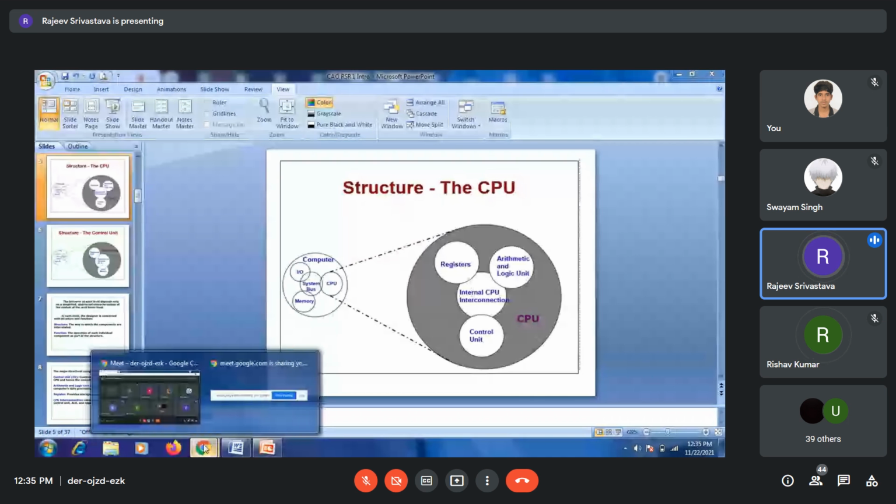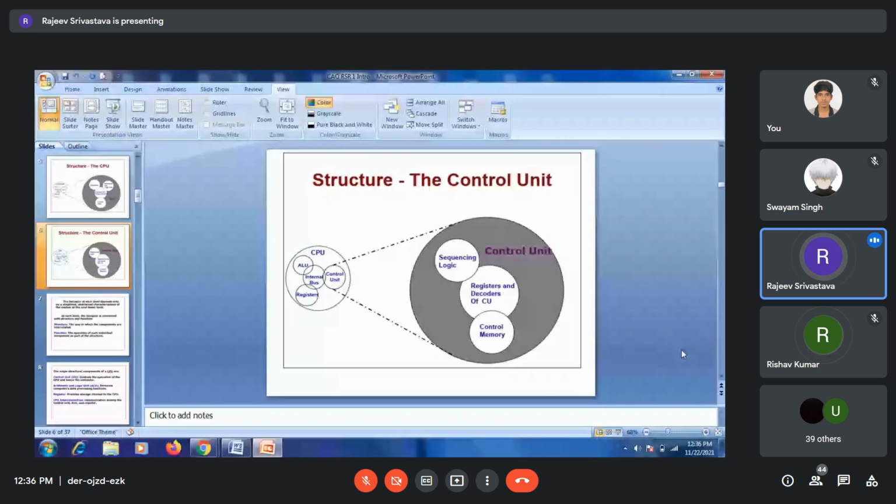Control unit, if you see computer, then we can enlarge CPU and then we can enlarge control unit. In control unit also we have some kind of memory which is called control memory, and we have again decoders of control unit and sequencing logic which controls the sequence of events, that first this happened, then this happened, this happened.